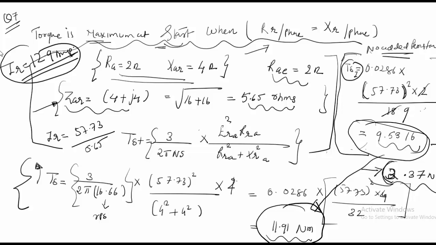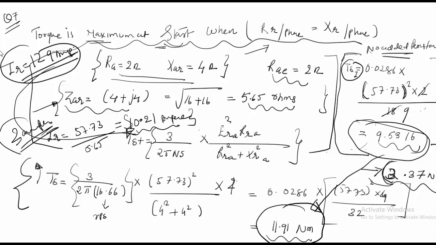57.73 divided by 5.65, so that is equal to 10.21 amperes. So there is also a reduction in the starting current, which is close to 2 or 3 amperes. At the same time, while there is a reduction in the starting current, there is also an increase in the starting torque.